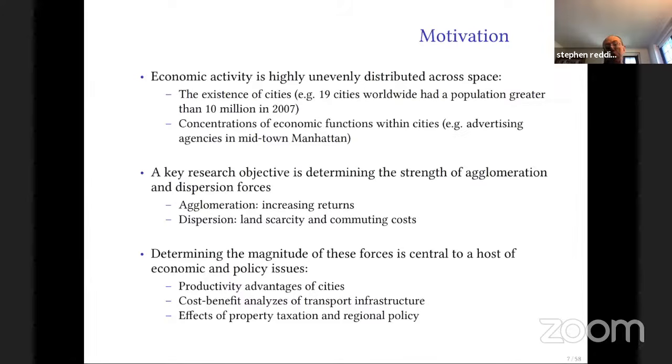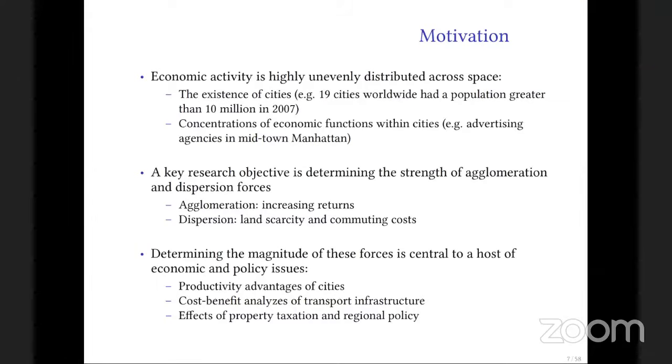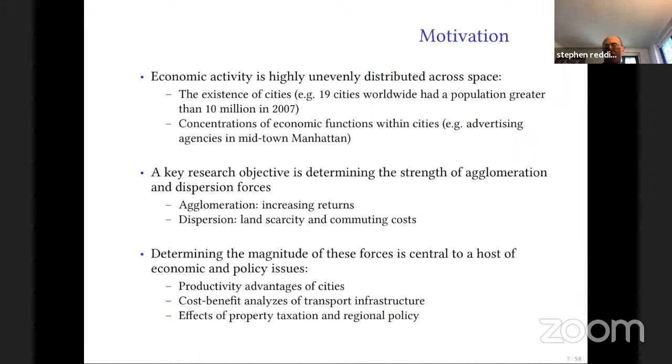Determining how strong these agglomeration and dispersion forces are is crucial in understanding why cities look like they do. But it's not only of interest for that positive question, it's also of interest for more normative, policy-based questions, such as the impact of land taxation that varies across different types of locations, transport infrastructure improvements, and other policy interventions that a policymaker might introduce within a particular city. Knowing how strong agglomeration and dispersion forces are is central to evaluating the effects of those policies. And so that really motivates this first application of quantitative urban models.